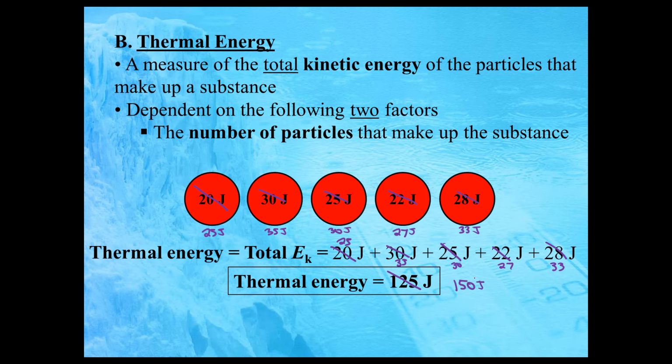So that's the second way that you could increase the thermal energy of a substance. You could heat the substance up, which would make every particle move with a greater kinetic energy. And then because they're all moving with greater kinetic energy, the total kinetic energy of the particles would go up. Therefore, the thermal energy of a substance also depends on the temperature. So those are my two primary factors. Thermal energy depends on the number of particles that make up your substance and the temperature of the substance.